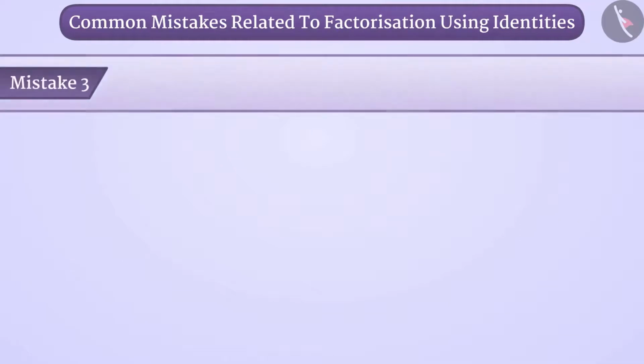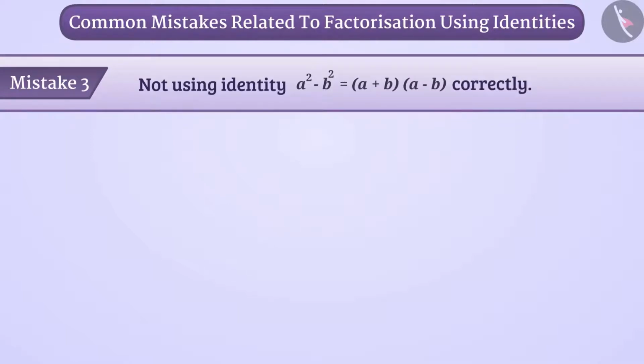Mistake 3. Not using the identity a square minus b square is equal to a plus b, a minus b correctly. Some children are unable to use the identity a square minus b square is equal to a plus b, a minus b correctly. They factorize the algebraic expression 9x square minus 36 like this, which is the wrong factorization.